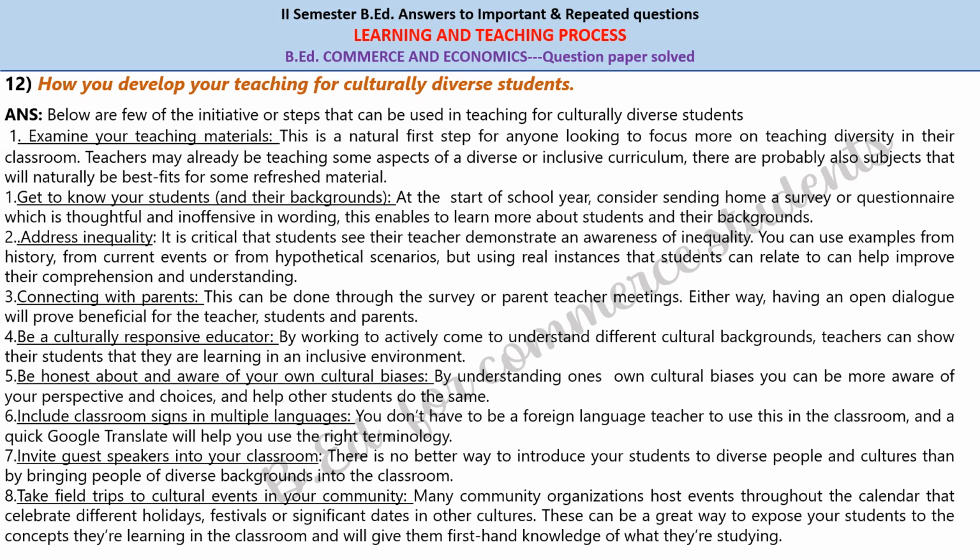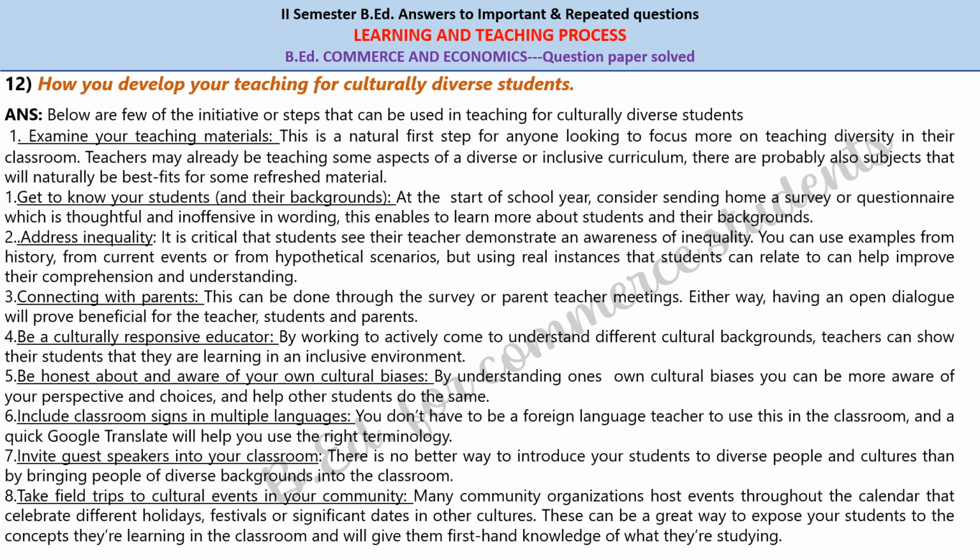learning process. Connecting with parents is also one of them, but this is with respect to the lower level of classes, not the higher. You cannot be as connected with students who are in higher classes. Be a culturally responsive educator. Be honest about and aware of your own cultural biases, and do not bring them into your understanding of certain subjects, especially in history. One has their own ideologies and people should not mix that up into the curriculum. They have to leave their biases behind.